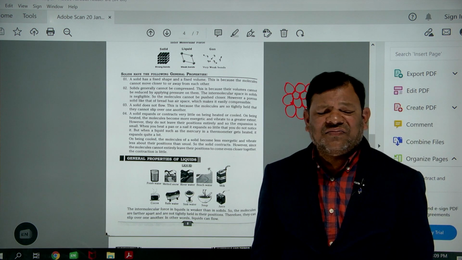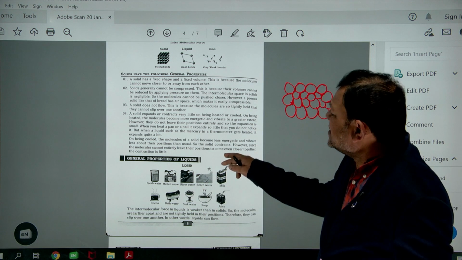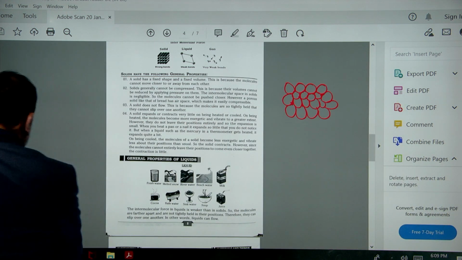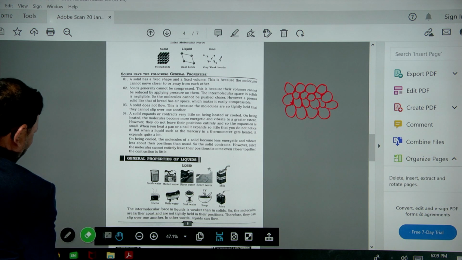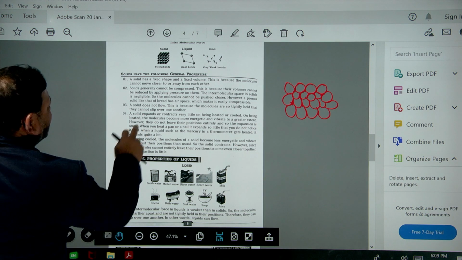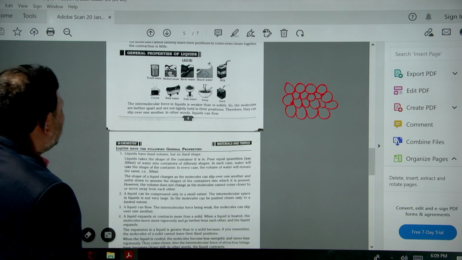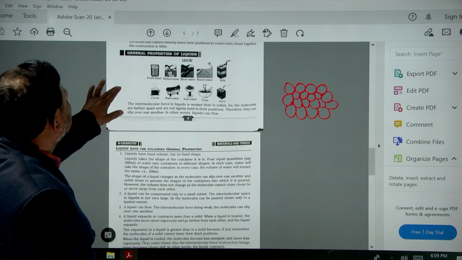We already discussed this in the previous class. Today we will discuss the characteristic features and general properties of liquids.